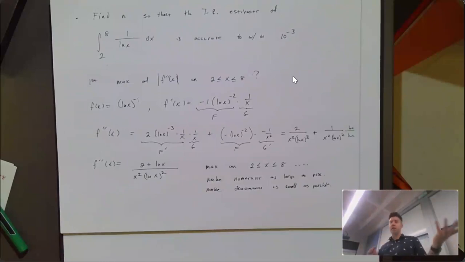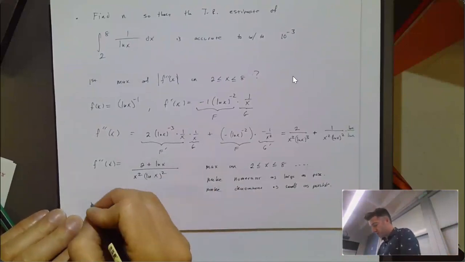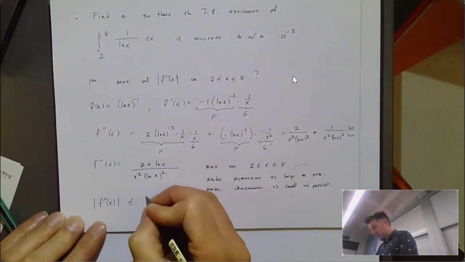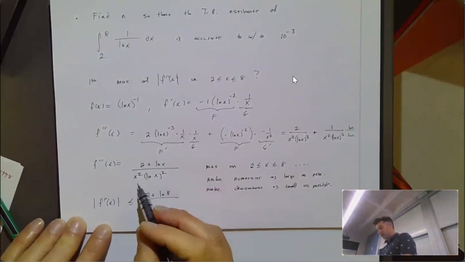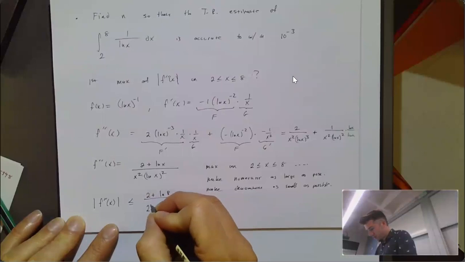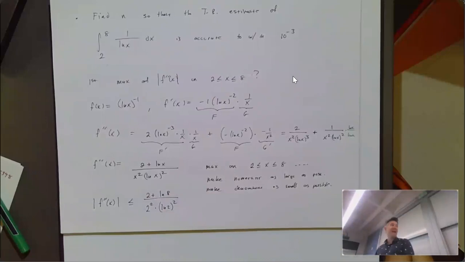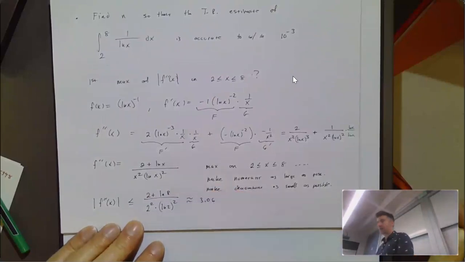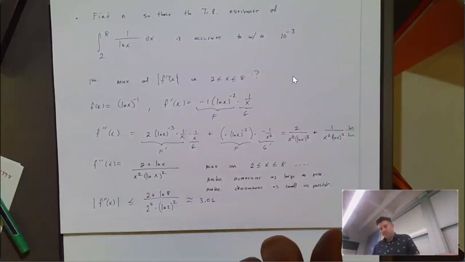So it's really easy-ish to see that if I plug in 8 to the top, that'll make the numerator as big as possible. So we know that for sure f prime of x is going to be less than or equal to 2 plus the natural log of 8 over, and then I'll plug in 2 to make the denominator as small as possible, 2 squared times the natural log of 2 squared. It's still not very nice, right? You still need a calculator to even get what this is. This is approximately 3.06. It would probably be safe to round down to 3, but yeah.